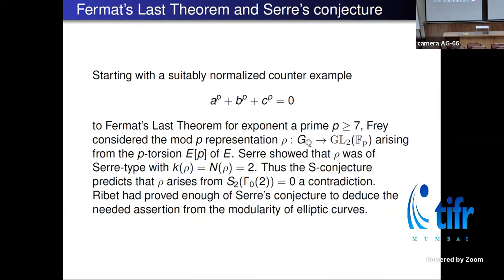If you normalize these numbers correctly, then this elliptic curve certainly exists if ABC exists, but then the mod P representation has ramification properties which are contradictory to Serre's conjecture. So this is part of the Hermite-Minkowski philosophy that objects with limited ramification struggle to exist.